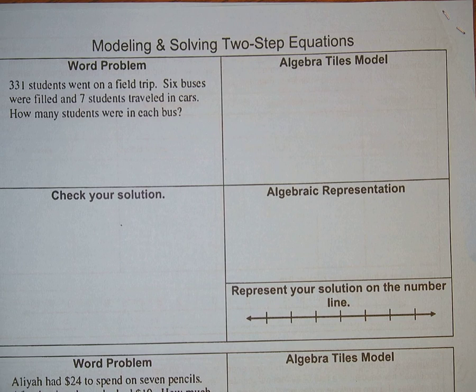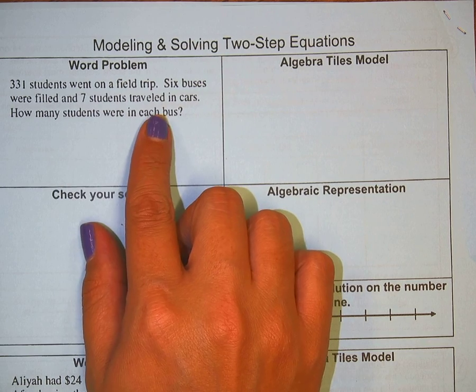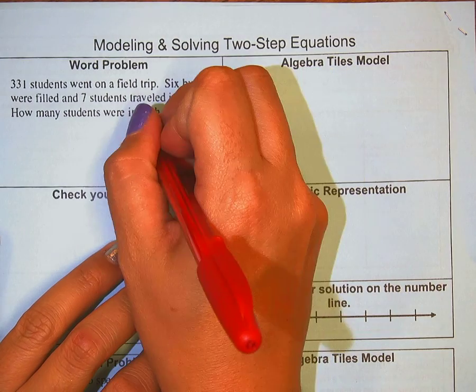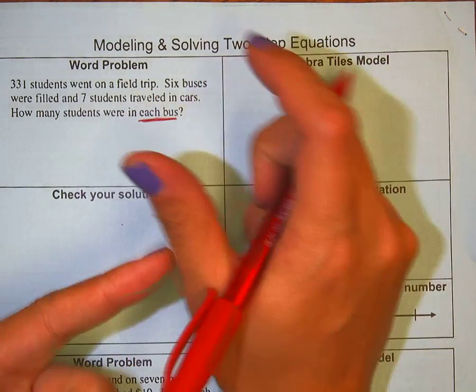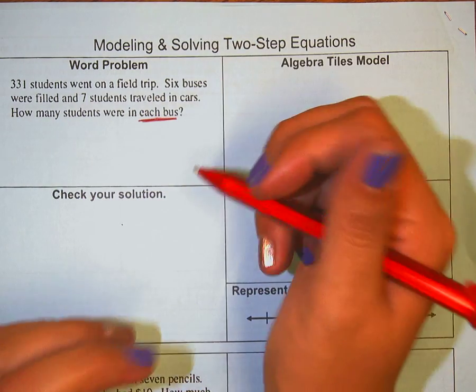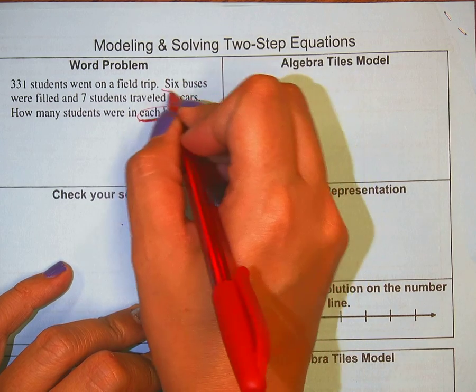Reading my question, it says 331 students went on a field trip. 6 buses were filled and 7 students traveled in cars. How many students were in each bus? So first thing I realized is that it says each bus. And when we did that foldable, we learned that each, per, weekly, monthly, those kinds of things all indicate multiplication and a variable. So I know that my buses will be multiplied, and I know that there were 6 of them.